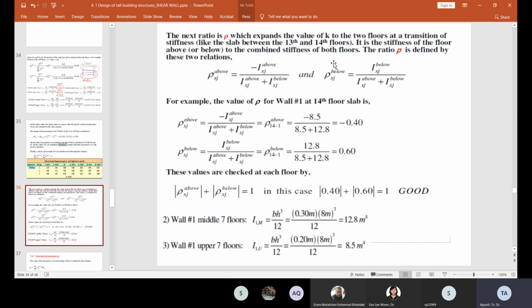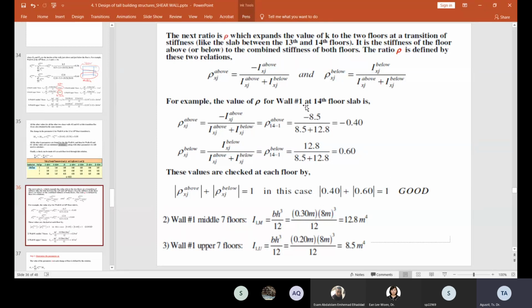Okay. So the rho actually expands the value of K to the two floors at the transition of the stiffness. Okay. So in our case, like the slab between level 13 to 14. So how to calculate the rho? We're using this equation. Rho above equal to minus I above divided by I above plus I below. Okay, so this actually is the distribution with the two floor levels 13 to 14. So above and below.